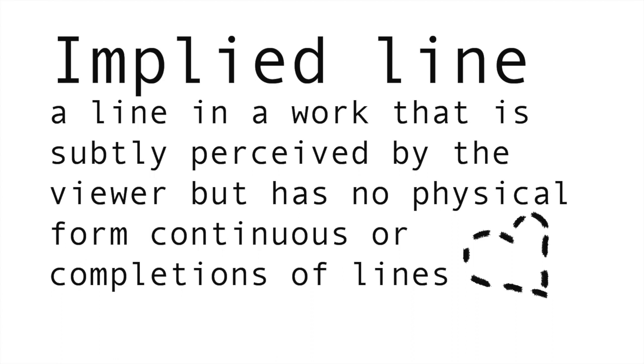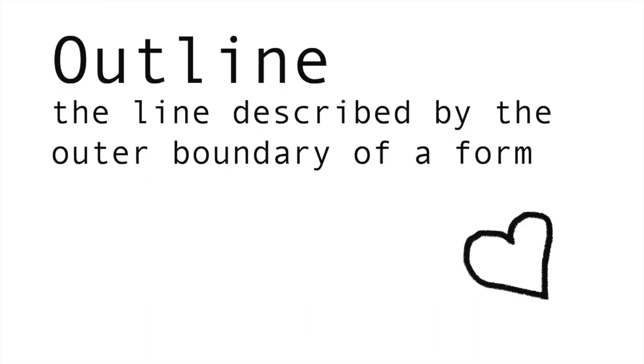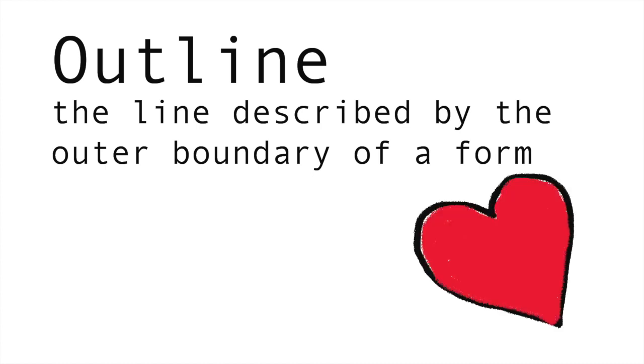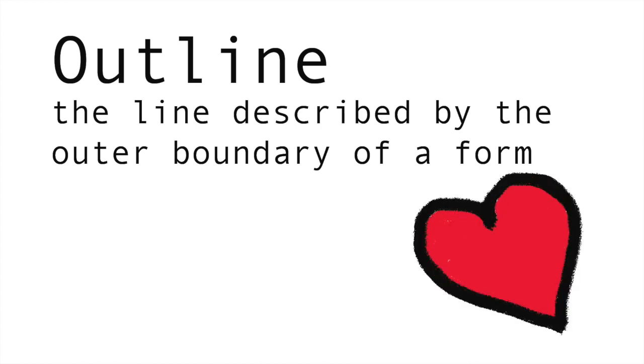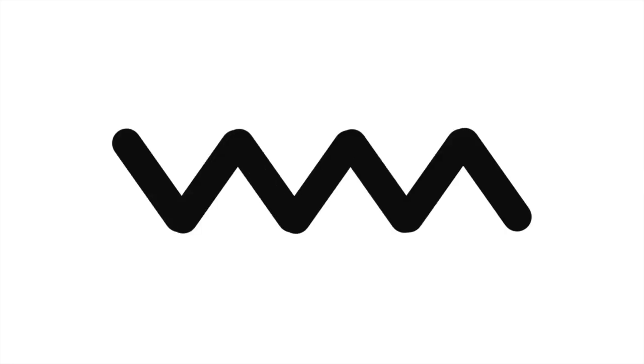Implied lines are non-continuous lines that, depending on how they're placed, can form a shape. And an outline is the line described by the outer boundary of a form, as seen here with the heart example. Depending on the way that lines are drawn, the amount of them, or their positions, lines can represent many things. For instance, lines can be very expressive, expressing different feelings and emotions.